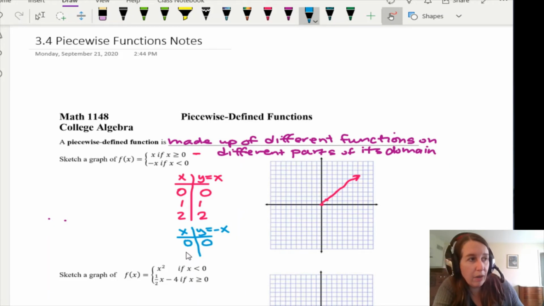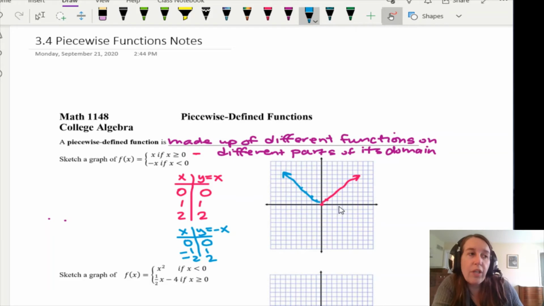Then we want to go x less than 0. So let's do negative 1 and let's do negative 2. When we put in negative 1, that's a negative, negative 1. Two negative signs make a positive. Same for negative 2, it becomes 2. So when we graph that, we start at 0, 0. There's already a point filled in there, so we're good there. And then negative 1, comma 1, negative 2, comma 2, etc. It is going to go up like this, making a straight line right there.